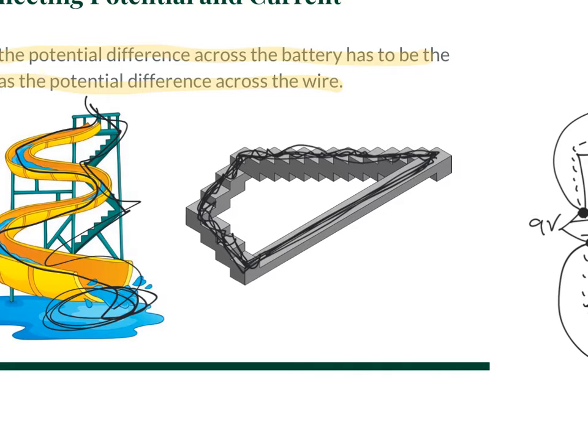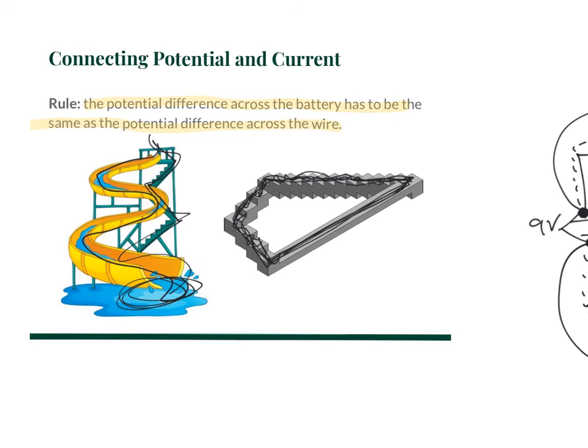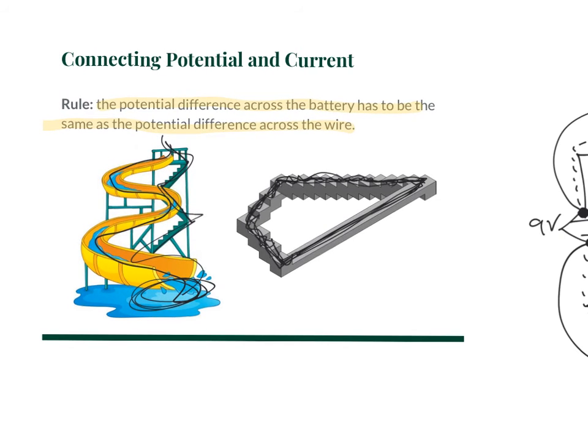So in order for anything to make sense, all of the energy gained in the battery has to be dissipated over the circuit, so the potential difference across the battery is going to be the same as the potential difference across the wire.